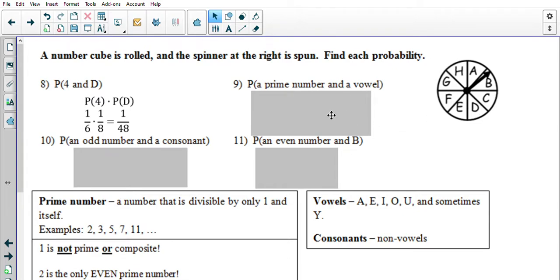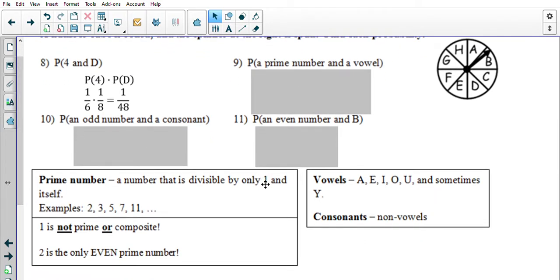Number 9, find the probability of a prime number and a vowel. Please note that a prime number is a number that is divisible by only 1 and itself, so that includes 2, 3, 5, 7, 11, etc. Note that 1 is not prime or composite. That's important to realize. And that 2 is the only even prime number.